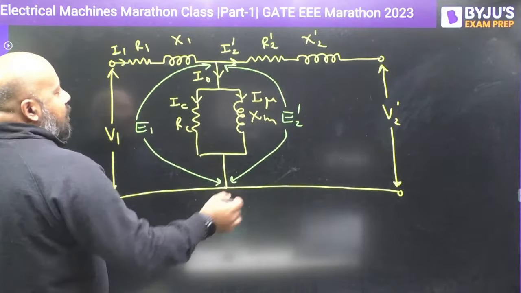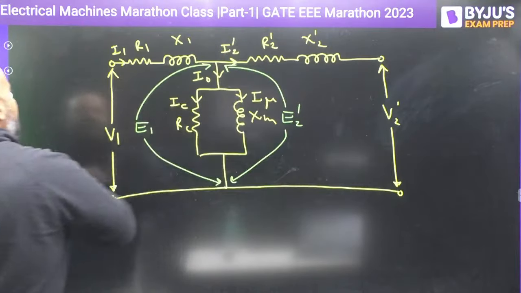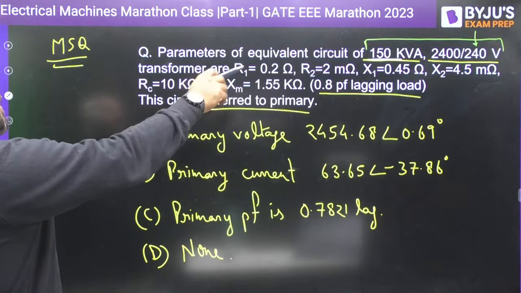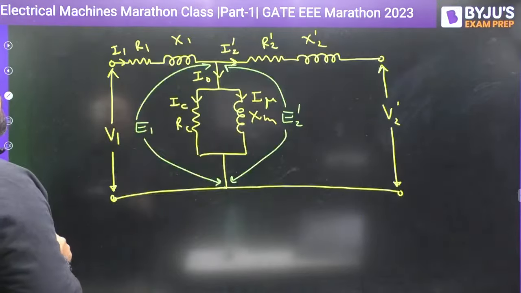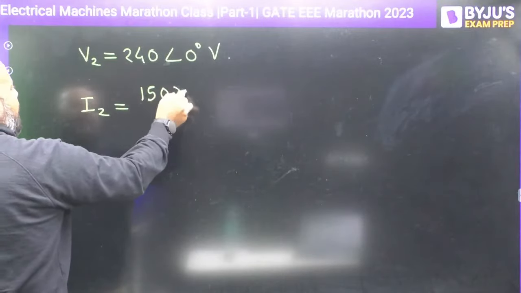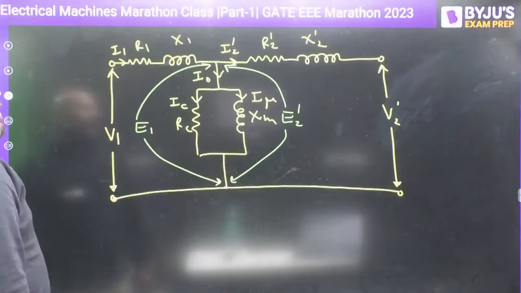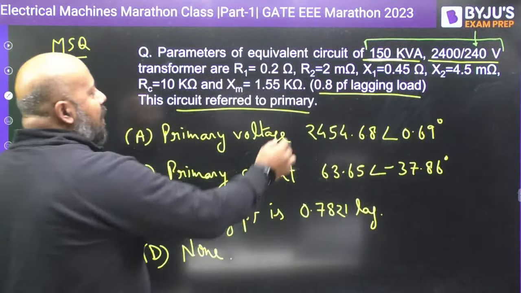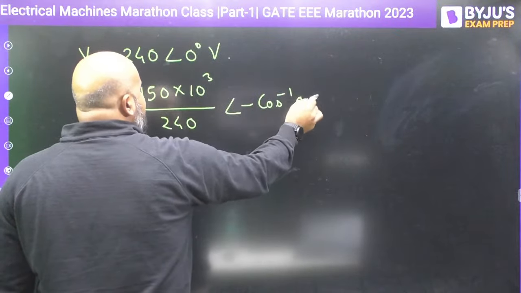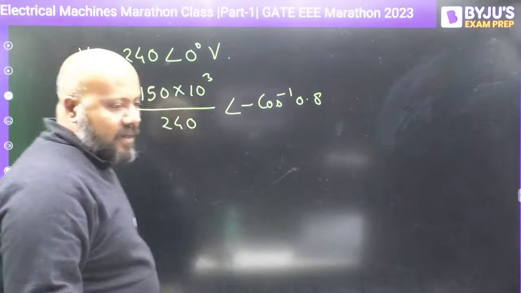Now what I'm going to do is first find V2 dash and I2 dash. What is I2 dash? Do you have any idea about I2 dash? You can write it because the rating is mentioned, and V2 you are taking as 240. So can you tell me what is I2? It is 150 kVA divided by 240. And what is the angle by which it is lagging? It is 0.8 power factor lagging. So this is going to be minus cos inverse 0.8. Can you tell me what is this value? Just solve this fast. What is I2 you are getting?